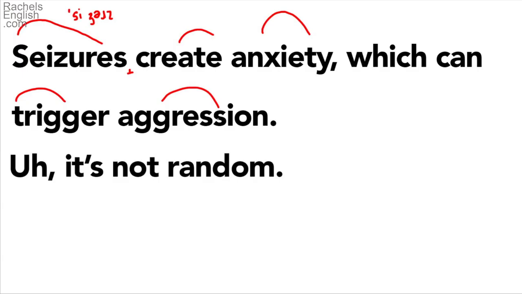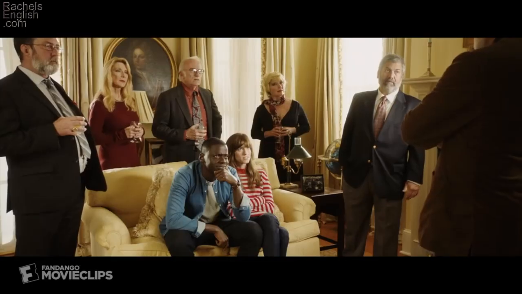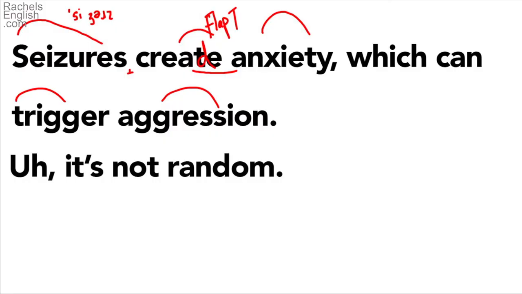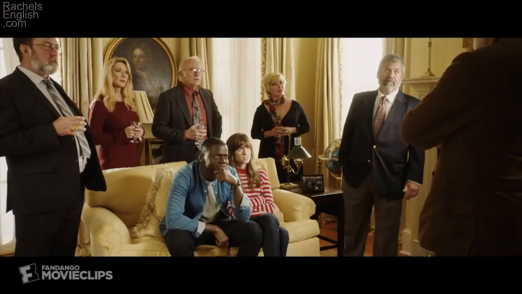Now here we have a T that links the two words together. Create anxiety, create and, create and. And that is a flap T to connect. Create anxiety. Another word that's a little tricky that you may not be sure how to pronounce by looking at the letters. So we have A-N. But actually, the letter N here makes the NG sound. So we're making that with the back of the tongue. Create anxiety.